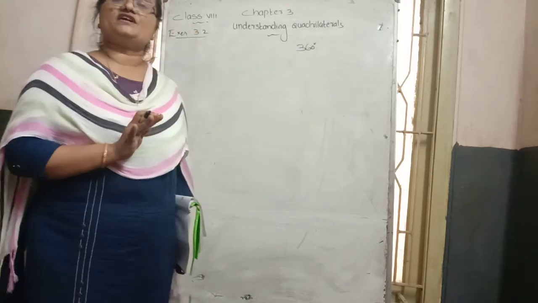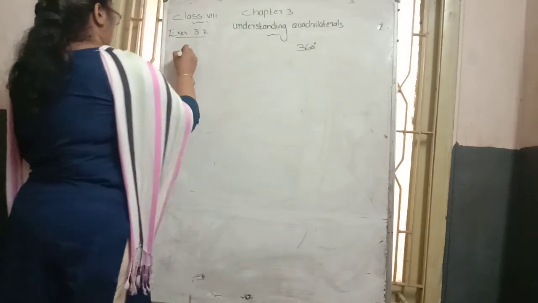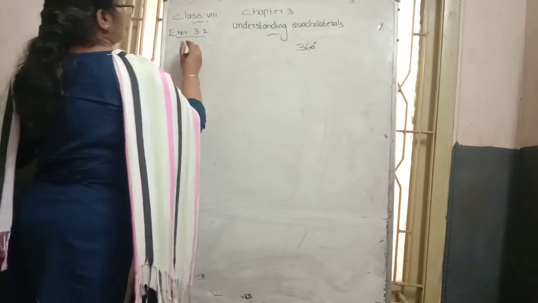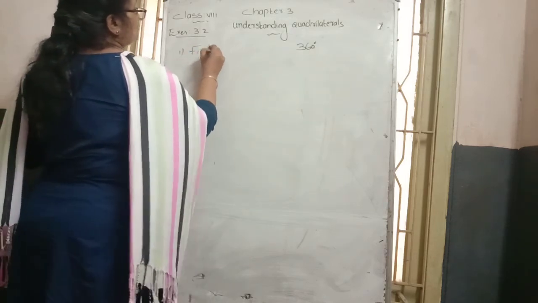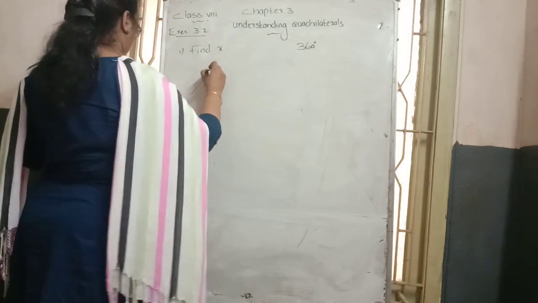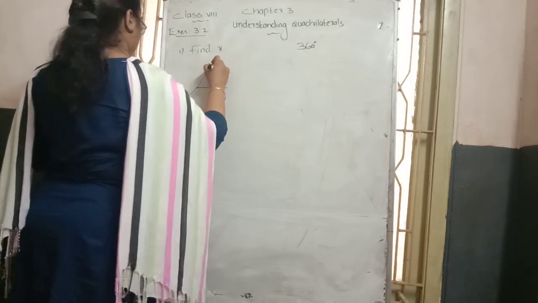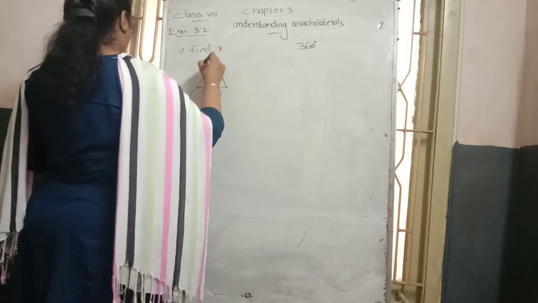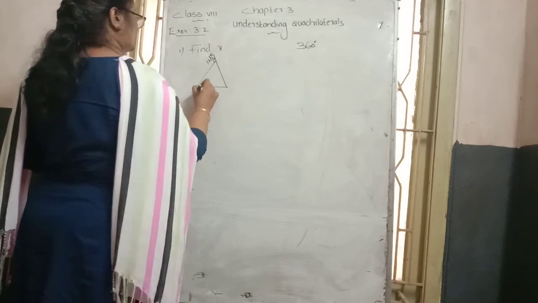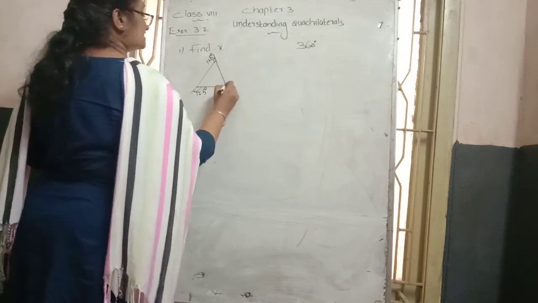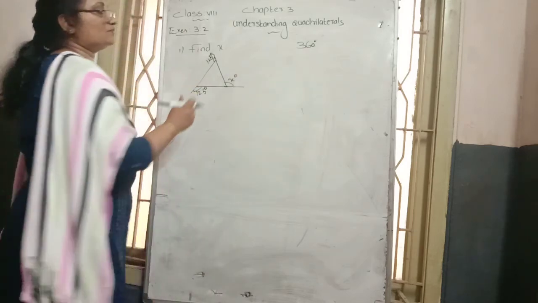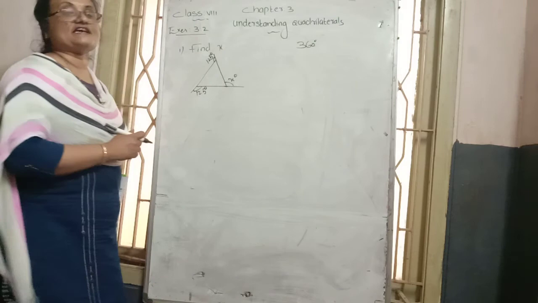Exercise 3.2, question 1. The first question is about one diagram. Find the x value. That is the question. The diagram is given in this way. They have marked 125 degrees here, and there also 125 degrees. Then on this side they marked x degrees. What they ask is to find this x value.